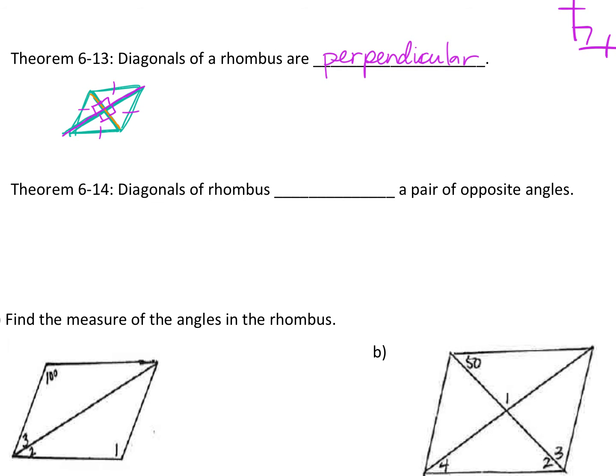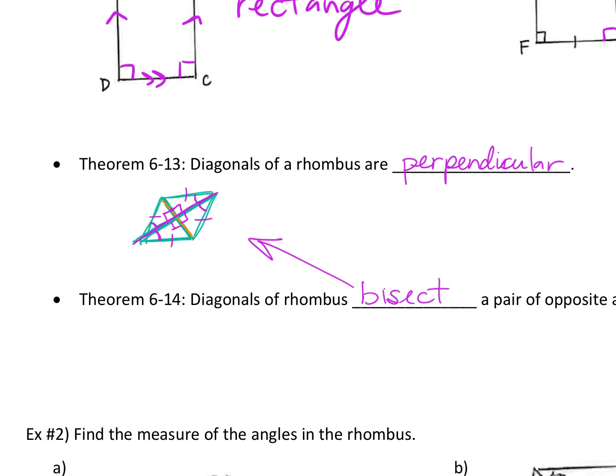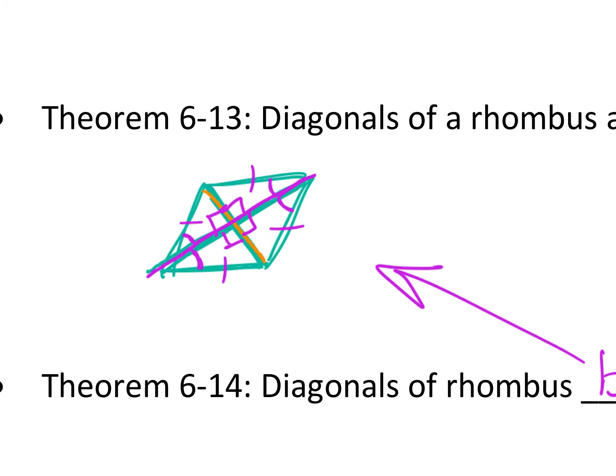The other thing we know is the diagonals of a rhombus do something to the angles they come in contact with. So this angle up here, with this one here, with this one here. Opposite angles are congruent in a parallelogram, right? The diagonal bisects, okay? The diagonals of a rhombus bisect a pair of opposite angles. So that's what I'm going to show you up here. I'm not going to redraw the picture. Maybe just draw an arrow to the one we already drew.